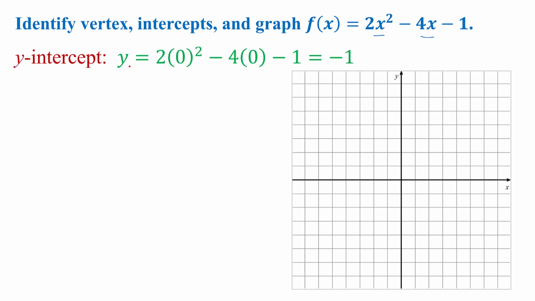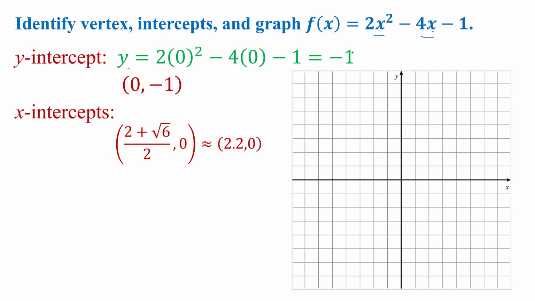To find the y value of that intercept, y equals 2 times 0 squared minus 4 times 0 minus 1, which simplifies to negative 1. Our y-intercept is the point on our graph, 0 and negative 1. And let's see, we have just about everything. Let's just rewrite the x-intercepts. 2 plus square root of 6 over 2, 0.